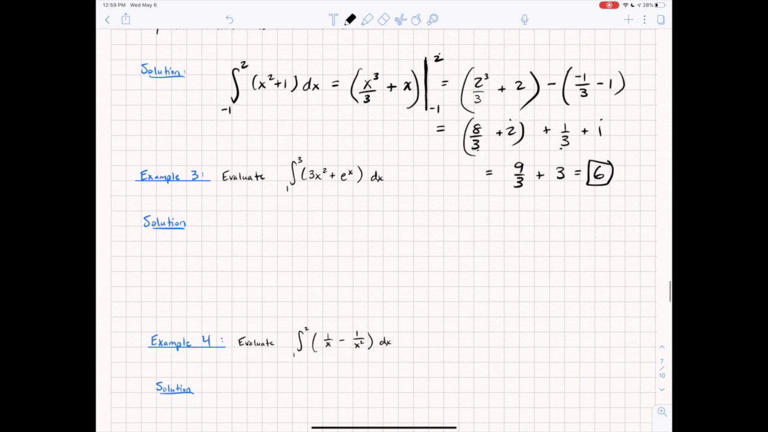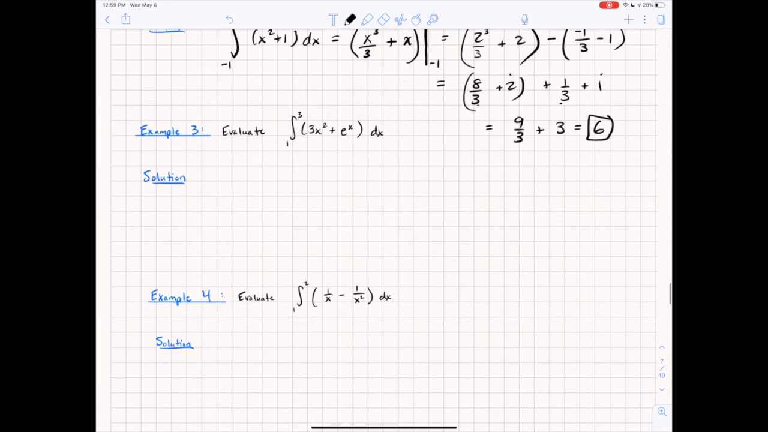All right, so let's look at example 3, and then we've got example 4, and then I think I have 2 word problems for you. All right, so evaluate the integral from 1 to 3, 3x squared plus e to the x dx. So I'm going to integrate from 1 to 3, 3x squared plus e to the x dx.